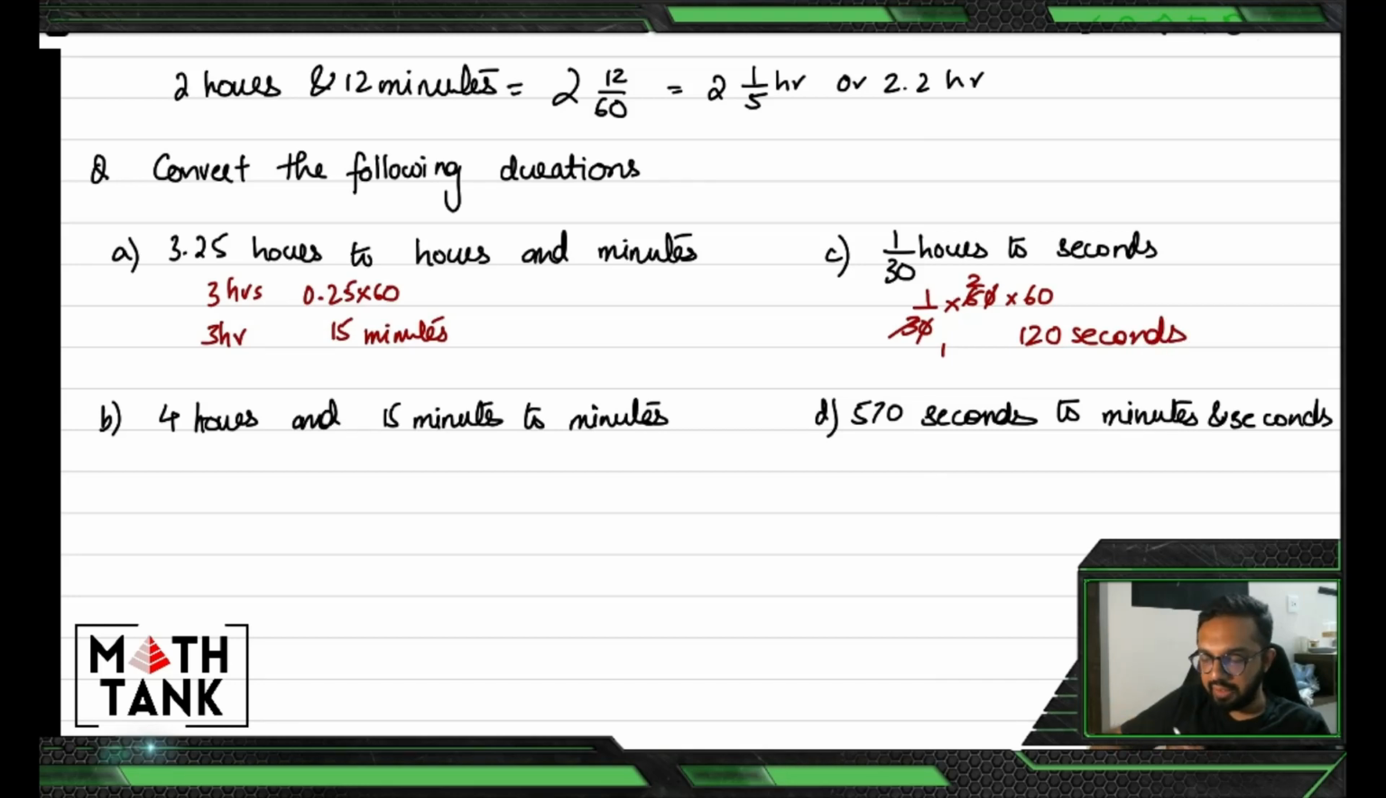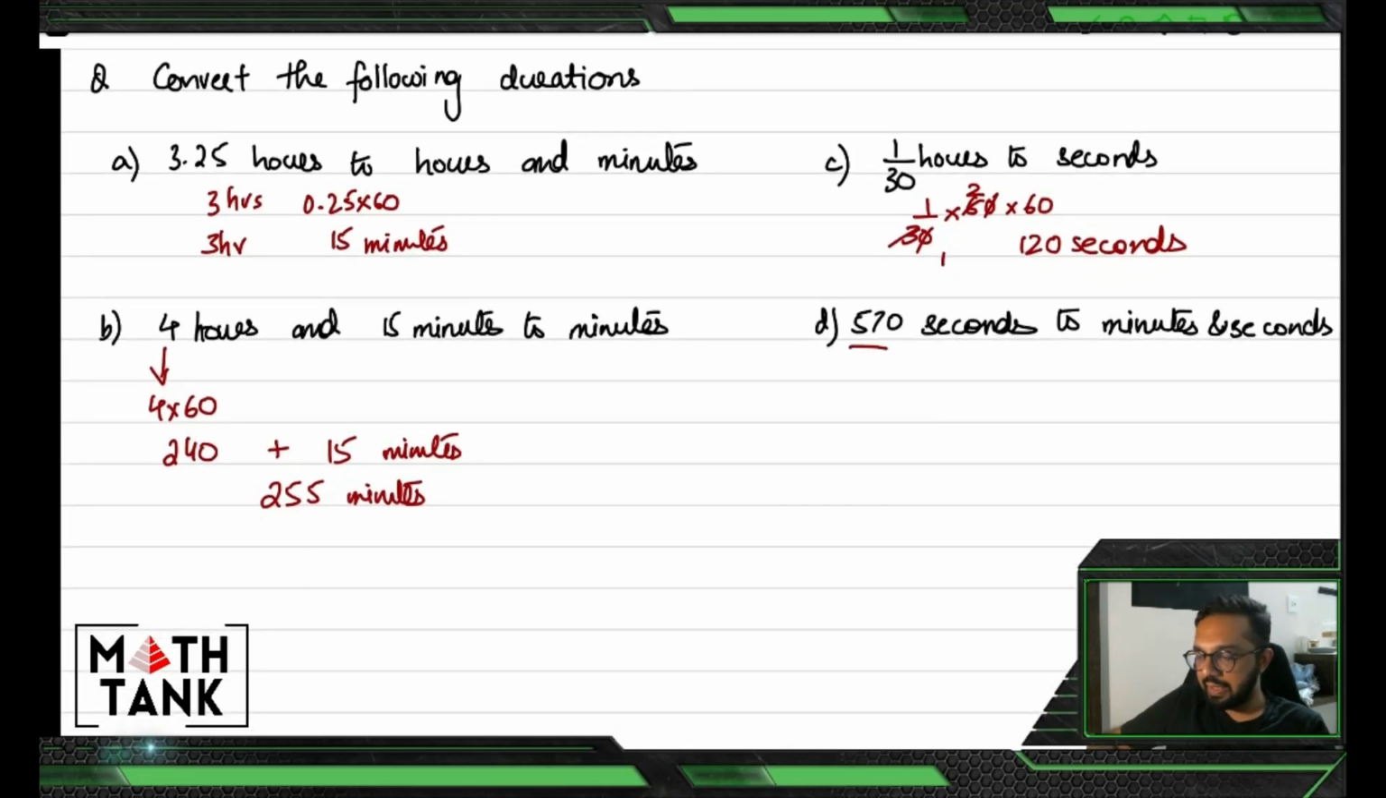4 hours and 15 minutes to minutes. Okay, 4 hours and 15 minutes to minutes. So I just need to convert these into minutes. How do I convert these into minutes? 4 into 60, that's 240. How many extra minutes do I have? 15 extra minutes, so that's 255 minutes.